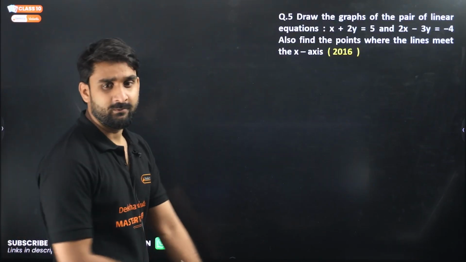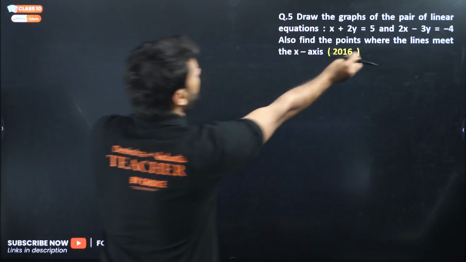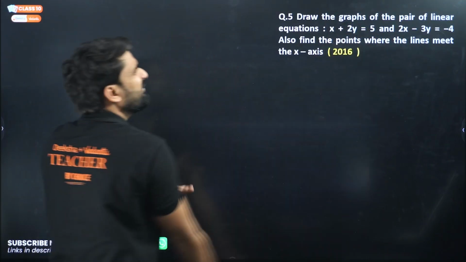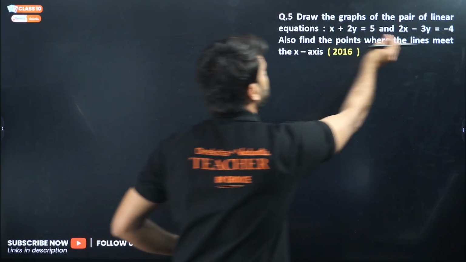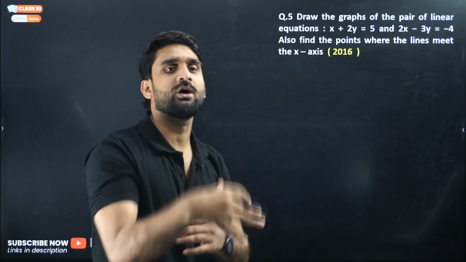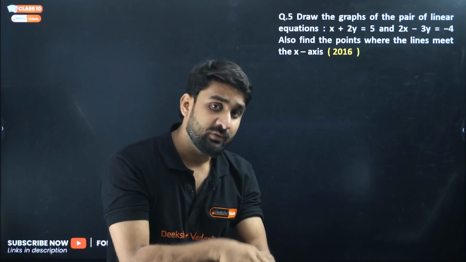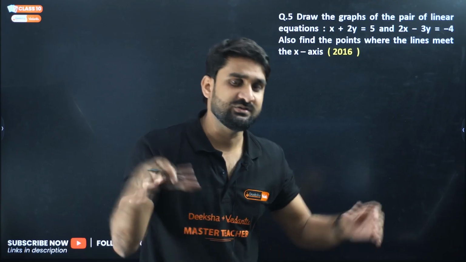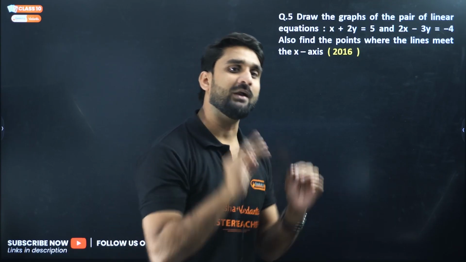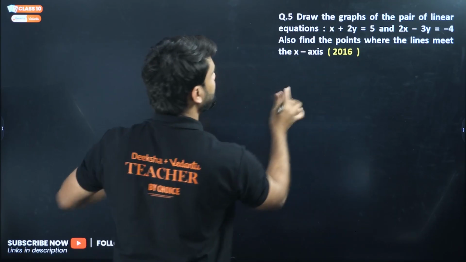Question number 4 here. So the question number 4 is draw the graph of the pair of linear equations. Again, very easy question, and also find the point where the lines meet. So to draw the graph of any linear equation, what you should have first? You should have the solutions first. Unless, you cannot draw the graph, so you have to find out the solutions first. So let's do this question.